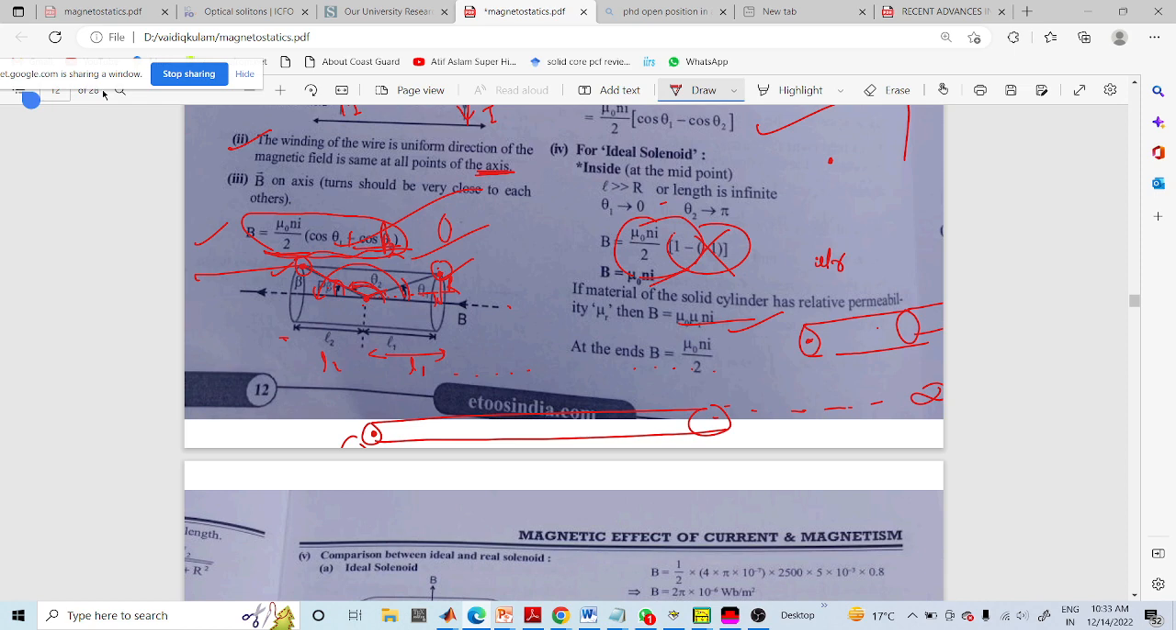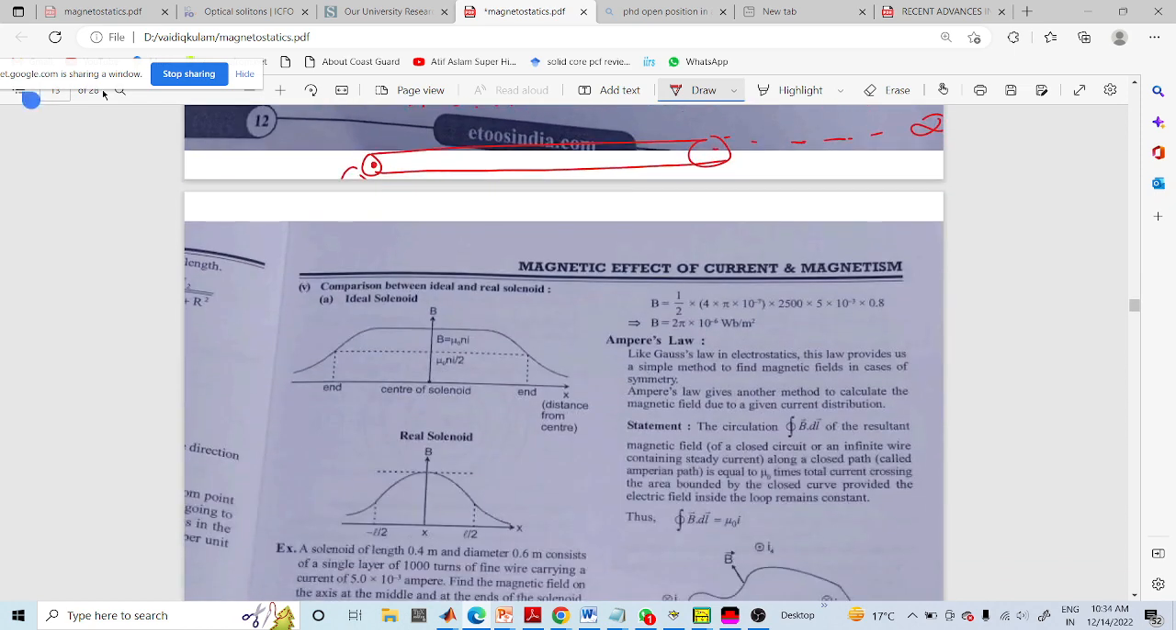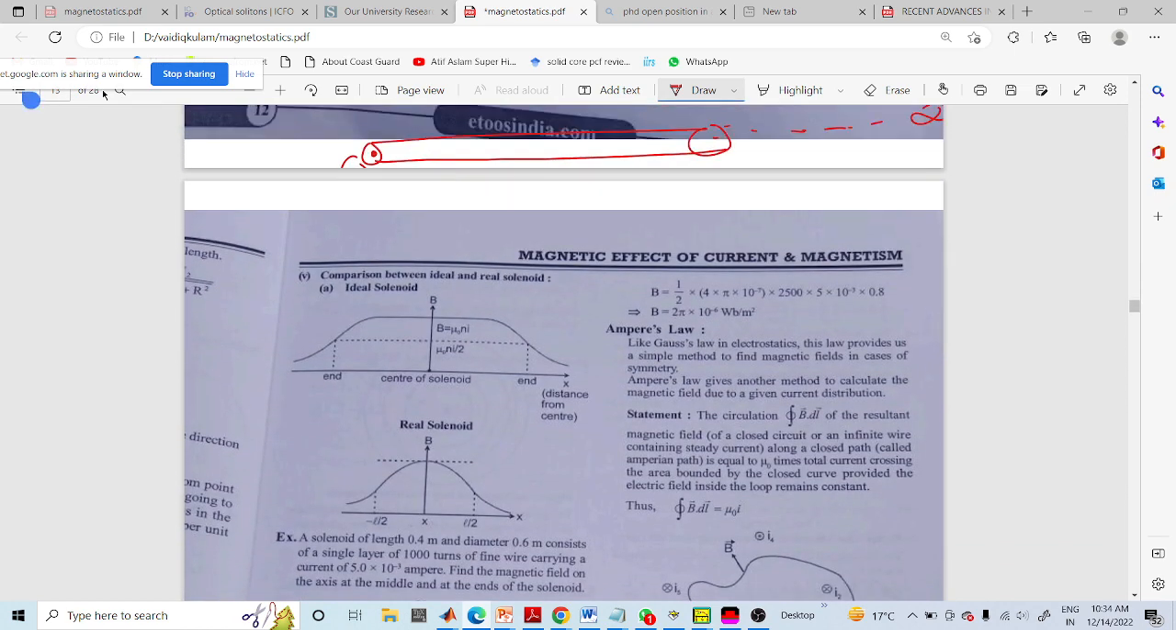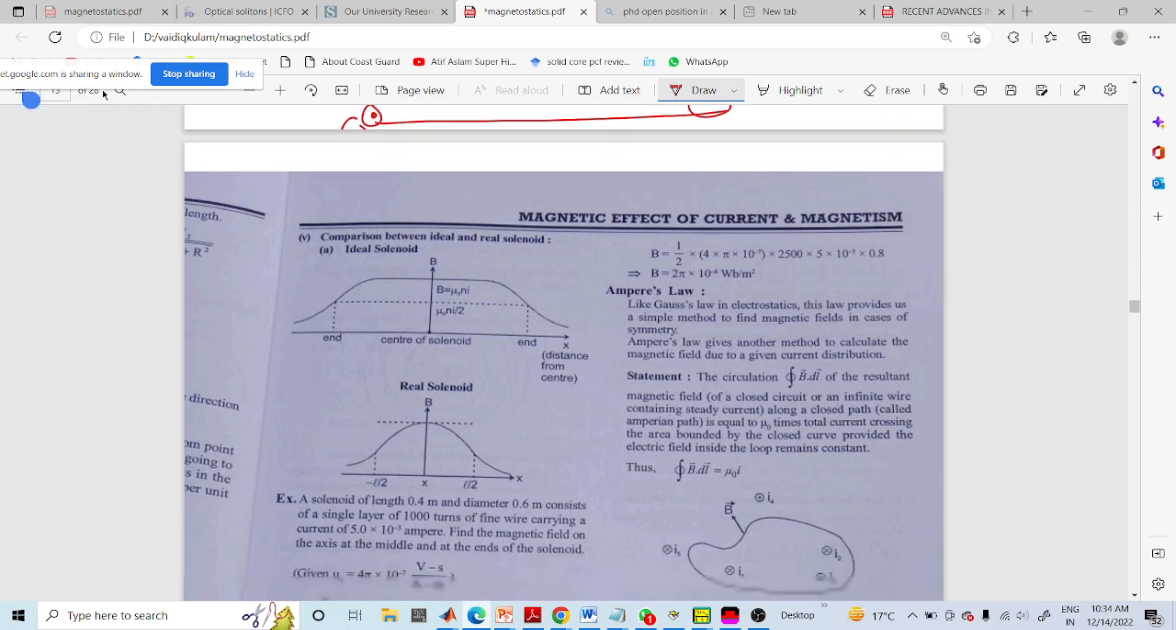Okay guys, now we'll go ahead. Comparison between an ideal and a real solenoid. The ideal solenoid is this one. What is this figure? Try to understand. This is the x-axis, and this is the magnetic field. This is the center of the solenoid.